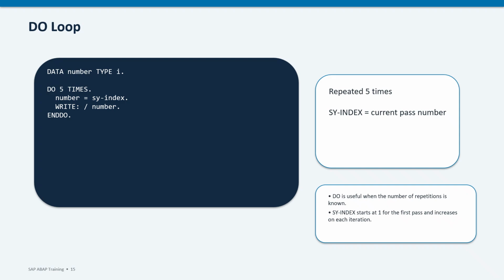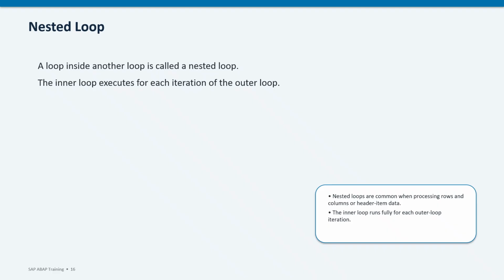Next we'll discuss the nested loop. A nested loop, a loop inside another loop, is called a nested loop. The outer loop controls the main iterations, and for every outer loop iteration the inner loop executes. Nested loops are useful when processing rows and columns. Mainly with tabular rows and columns, that is when we can use nested loops.